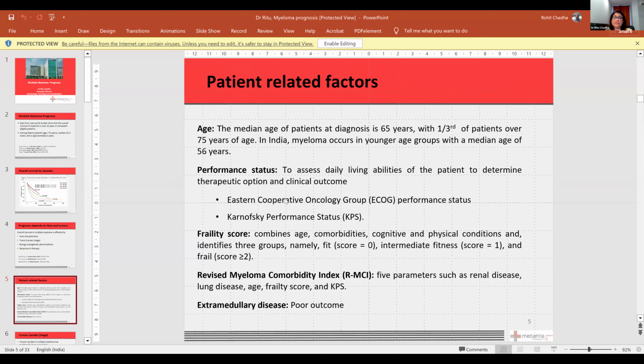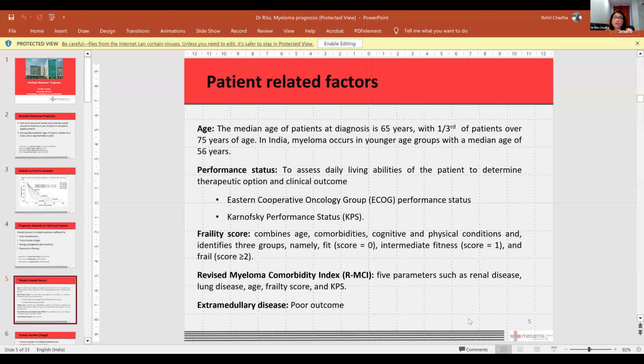The patient-related factors are age. So the median age of patient at diagnosis is 65 years, with 1/3 of patients presenting at more than 75 years. In India, myeloma occurs in a younger age group with a median age of 56 years in a study published by Dr. Ritu Gupta et al. And performance status is important. So ECOG performance status and Karnofsky's performance status are done by the clinical team. The frailty score combines age, comorbidity, cognitive, and physical condition and identifies 3 groups: fit, score 0, intermediate fitness, and frail, score more than 2.